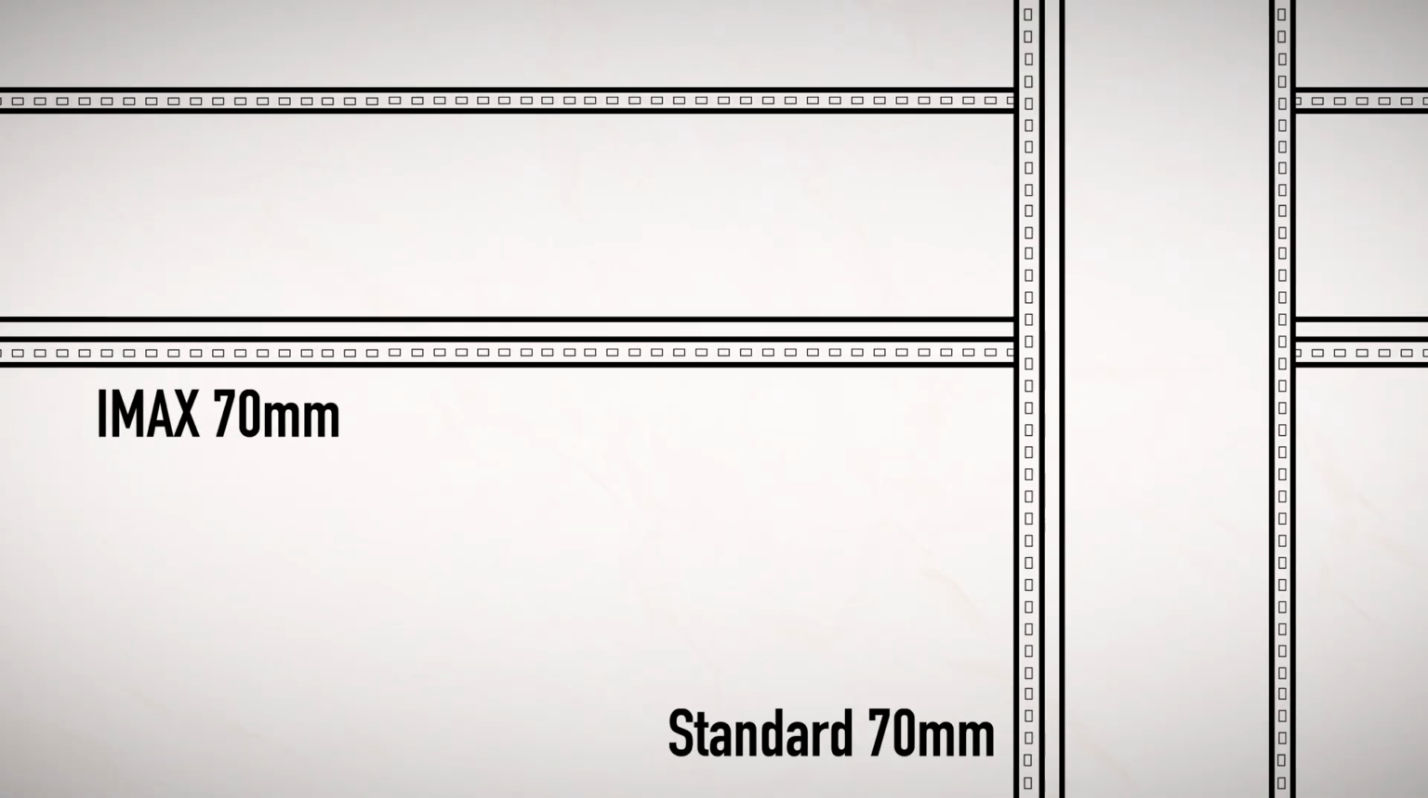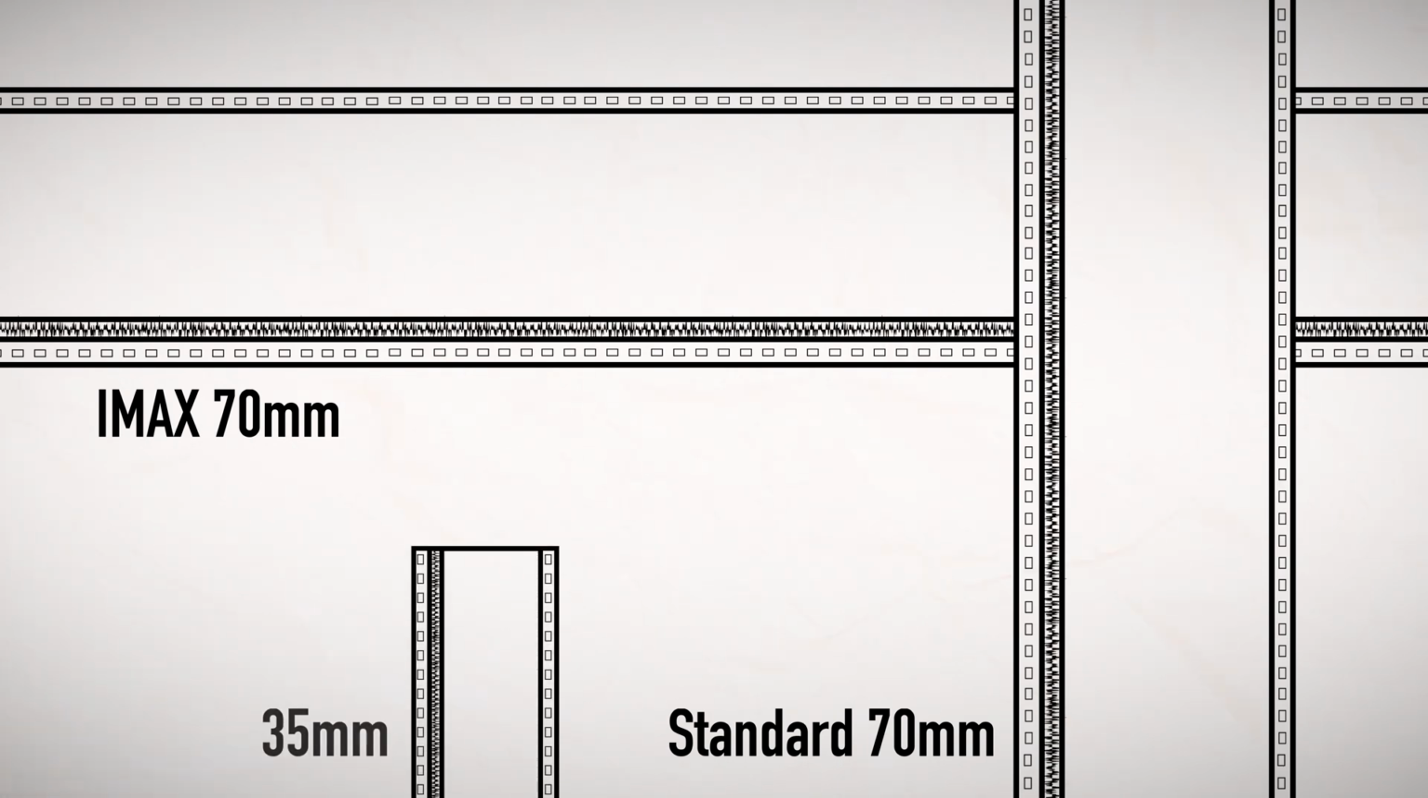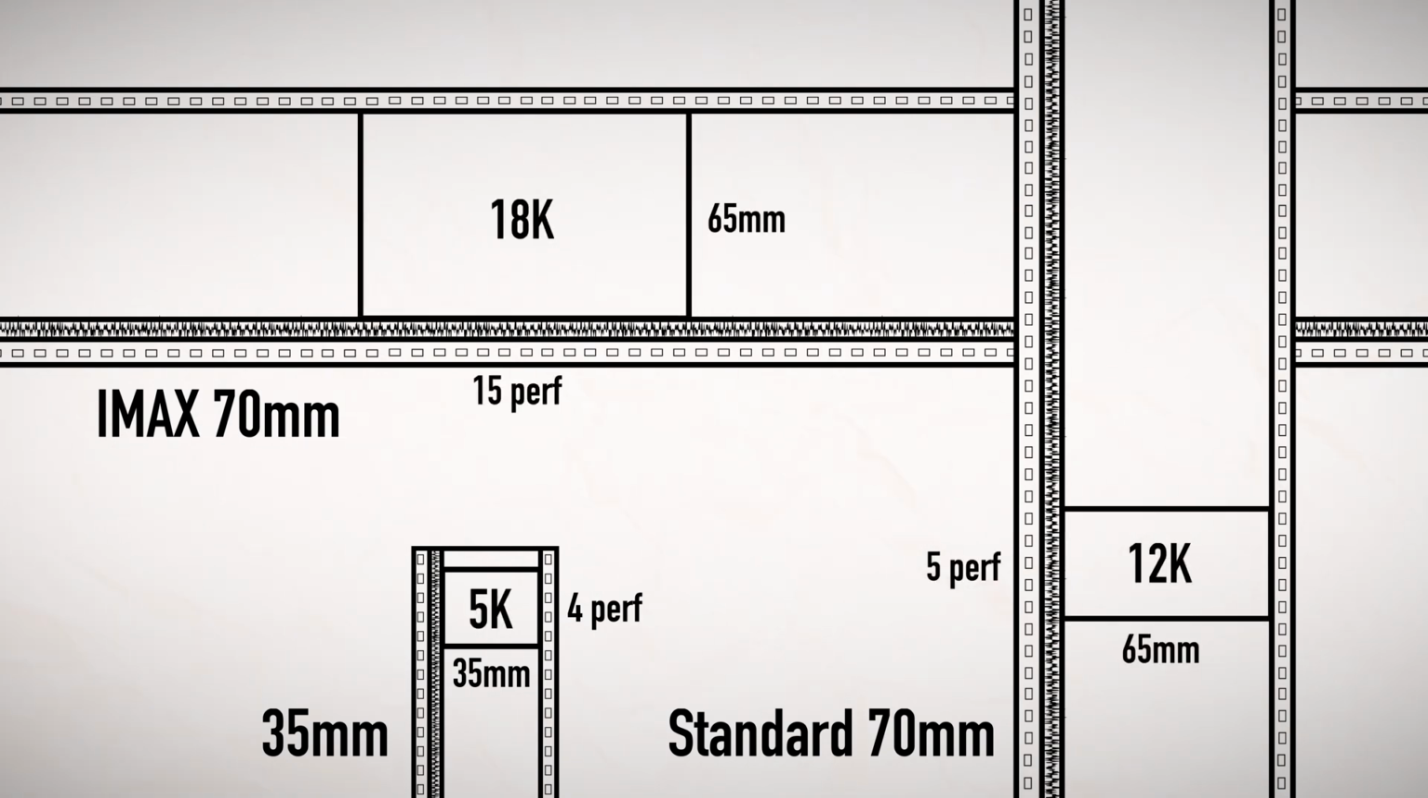Both versions are projected on 70mm film, the extra millimeters being used for sound. 35mm film, which is the most common film format, is 35mm across and 4 perforations high. Its theoretical resolution is about 5K. As you can tell, IMAX film is significantly larger with a much higher theoretical resolution.